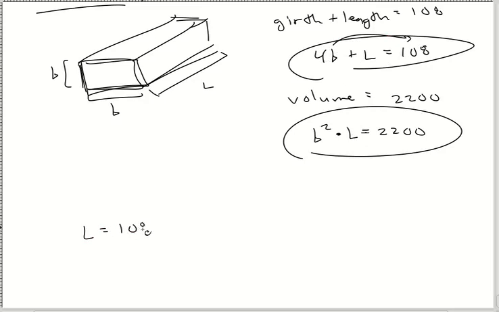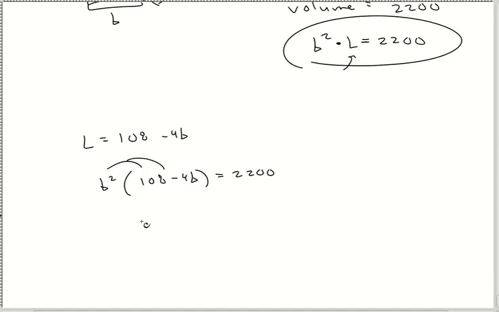L is equal to 108 minus 4b. And then I'm going to plug that in right there, basically. So then I got b squared times the quantity 108 minus 4b is equal to 2200. Distribute your b squared. 108b squared minus 4b cubed is equal to 2200.